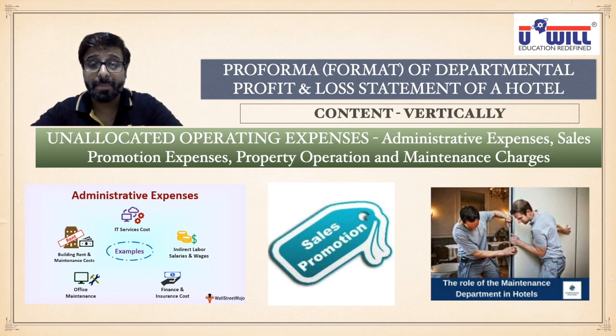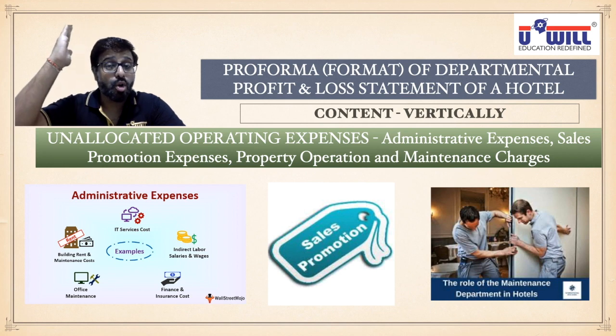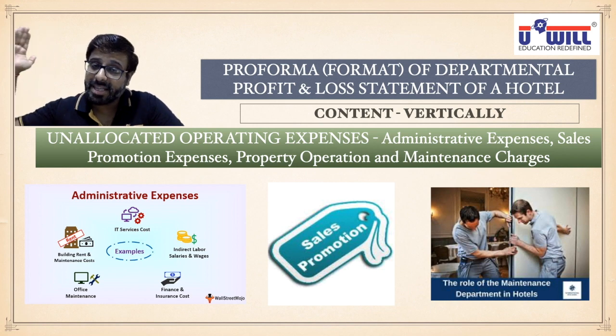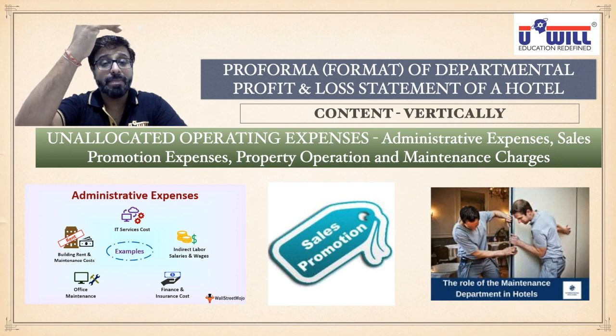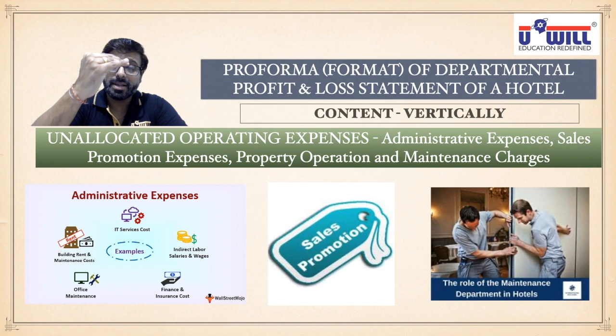So once again, coming back to the format's columns: sales, cost of sales, then we'll take employee benefits, then other expenses, and then profit or loss. Then at the top in the format, you'll have first the operating departments: rooms, food and beverages, swimming pool or spa, game zone, rental and other services.